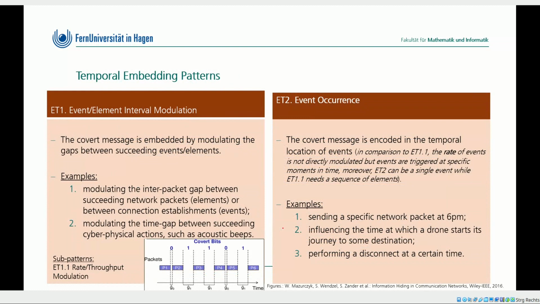So we have event and element interval modulation, where the covered message is embedded by modulating the gaps between succeeding events or elements. This is basically the integration of the interpacket gap idea that we've seen already, but you could also modulate the time gap between succeeding cyberphysical actions such as acoustic beeps, for instance. And the rate throughput pattern was decided to become a sub-pattern here, because if you send more data per time, then essentially you can also say it's a special form of modulating the interpacket times.